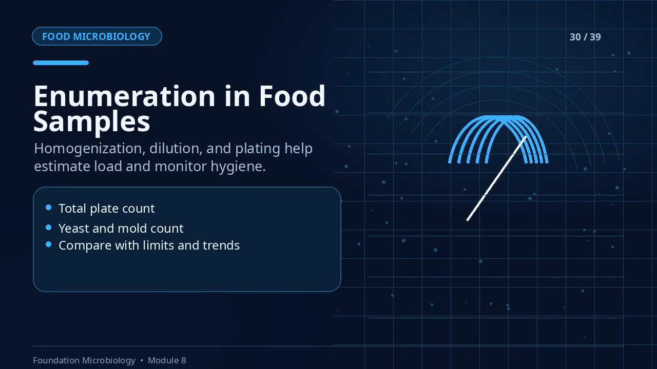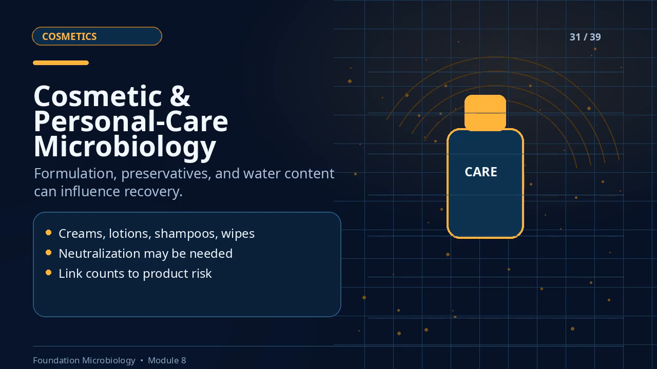Food microbiology often uses homogenization, serial dilution, and plating to estimate microbial load or monitor hygiene. The sampling plan, product matrix, selected media, incubation conditions, and specification or trend limits all influence the final interpretation. Water-containing formulations, natural ingredients, and preservative systems can make cosmetic microbiology challenging. Effective sample preparation and neutralization may be necessary to recover microorganisms and interpret counts in relation to product risk.